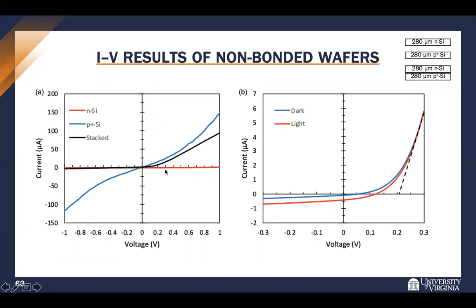You can also measure the stacked wafers under dark and light illuminated IV. This is at 1 sun, and you can see there's a slight increase in the photocurrent. But again, the knee voltage is low. It's more of a Schottky diode than it is a PN diode. So there's a little bit of photovoltaic response. So that's good.